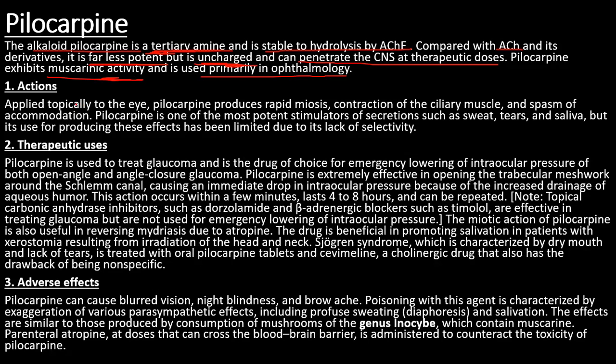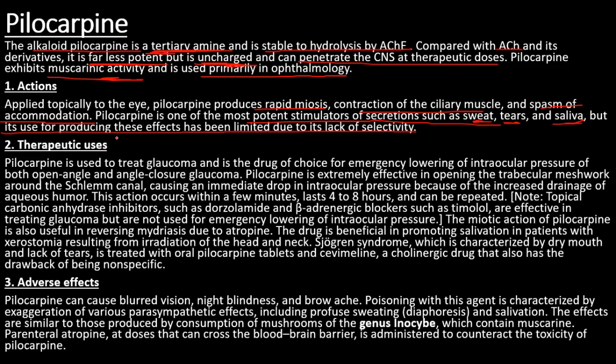Now, action. Applied topically to the eye, it will cause, like the others, miosis, contraction of the ciliary muscle, and spasm of accommodation, cycloplegia, that is. It is also one of the most potent stimulators of secretion of sweat to cause diaphoresis, tears acting on the lacrimal gland, and salivation, but its use for production of these effects has been limited due to lack of selectivity.